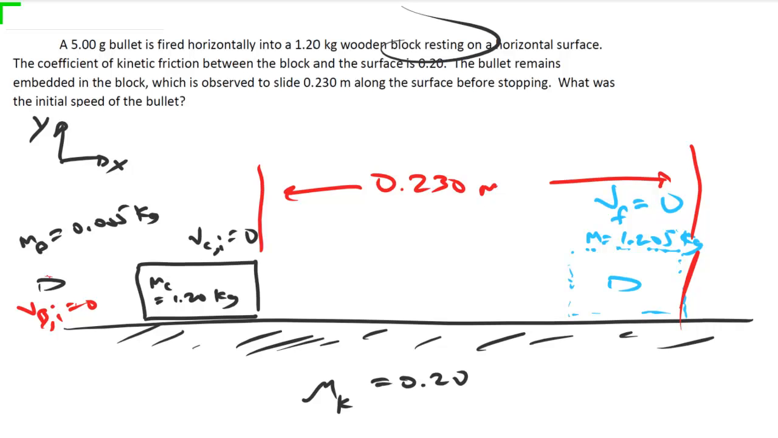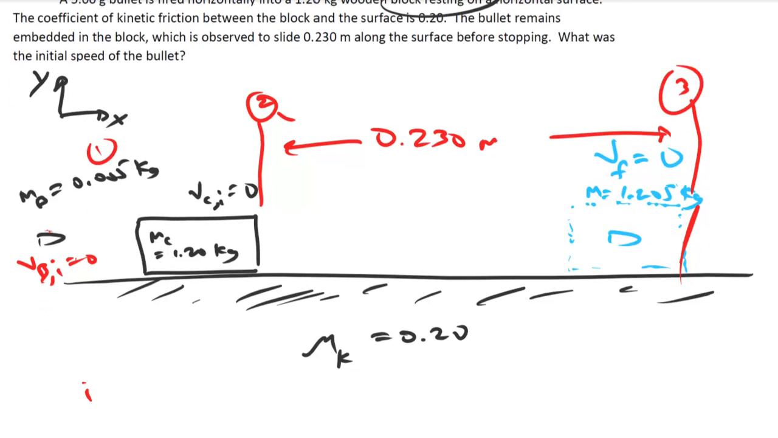So let's say that point 3 over here is when it comes to rest. And point 2 will be immediately after the collision. This will be when the block and the bullet are moving together. And we're going to assume that the collision is instantaneous. And point 1 will be before the collision. So let's just write all these out. So 1 is before collision.